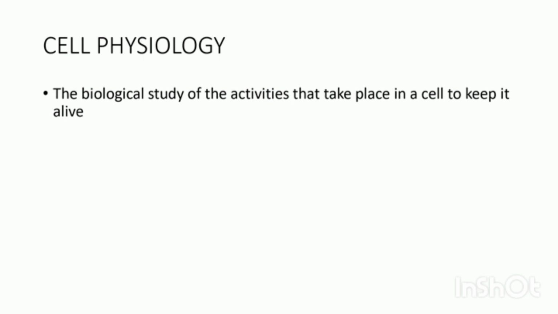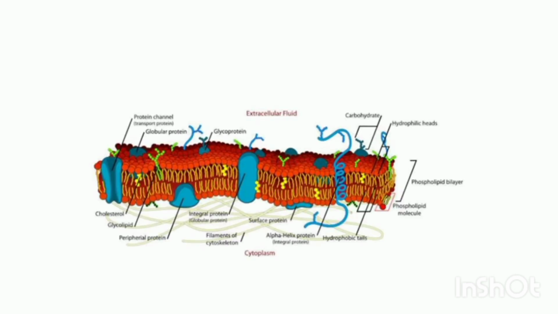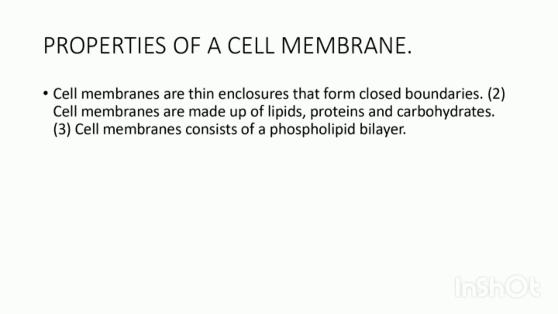Now, for cell physiology to take place, there must be a cell membrane. The cell membrane consists of a phospholipid bilayer, a hydrophilic head, and a phospholipid molecule. You can see it properly. This diagram is not included in your textbook, but this is the actual diagram that can help. Those are the properties of a cell membrane.